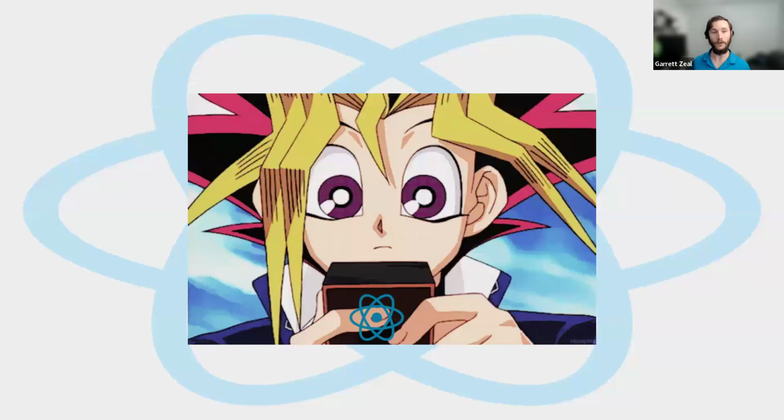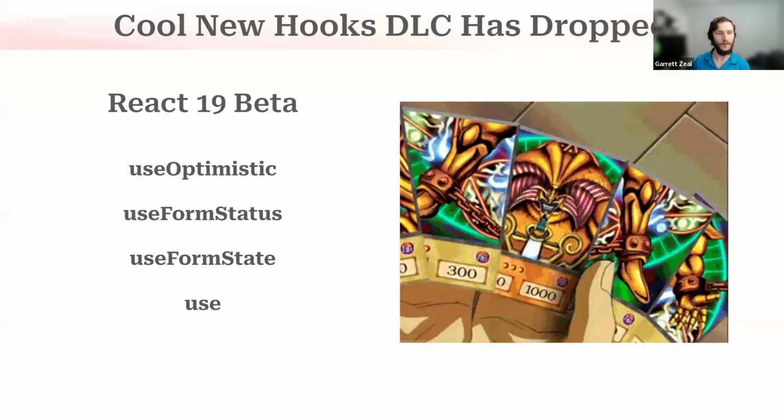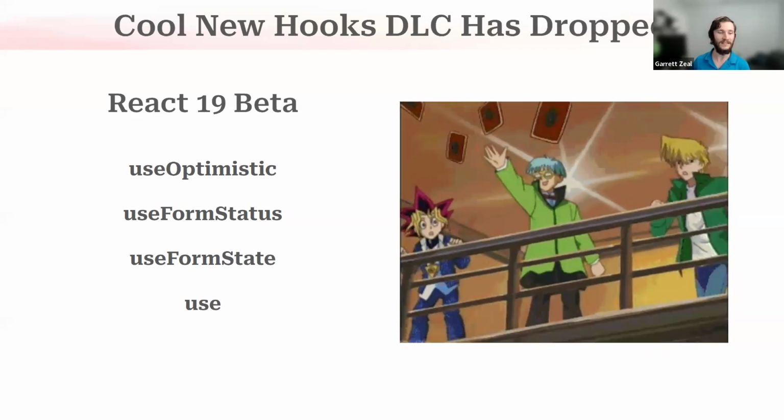However, as of this year, four new React hooks have just been made available with the React 19 beta. Those hooks are useOptimistic, useFormStatus, useActionState, and simply use. So I'm now going to go over each of the hooks to give you an idea of how we could use them, starting with useOptimistic.